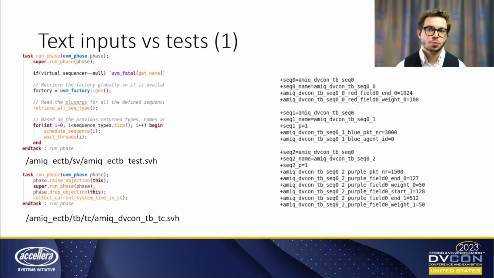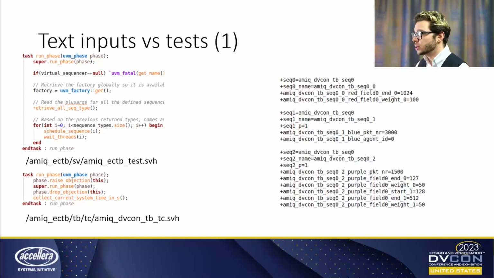Another big difference, and probably the most important for this particular paper that we're presenting today, is the capacity to use text inputs to create scenarios. On the left side, you can see the run phase at the top, the run phase from the basic component that we provide in the library that you have to extend from to use this. At the bottom, you can see just the run phase of our test bench test case, the one shown on the previous slide, which just calls super. It raises objections, and we just added a function that helps us track performance, which collects the system time.